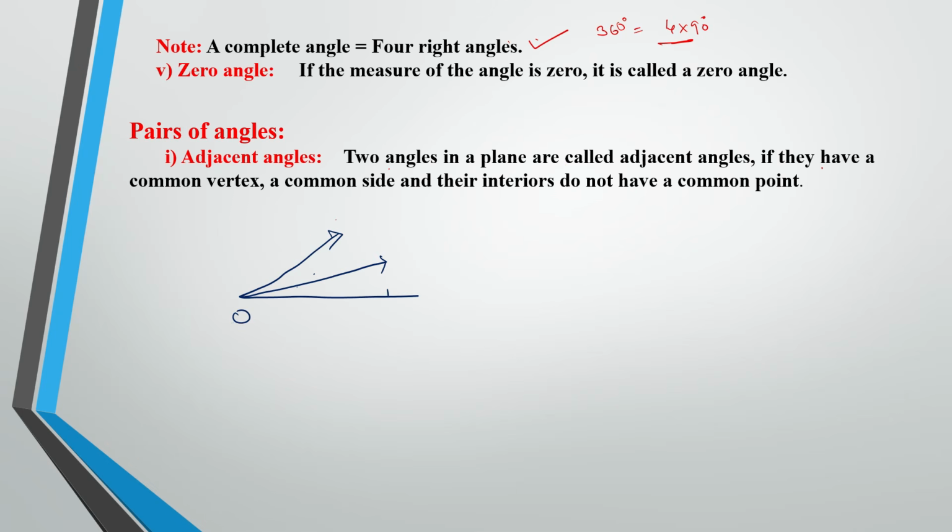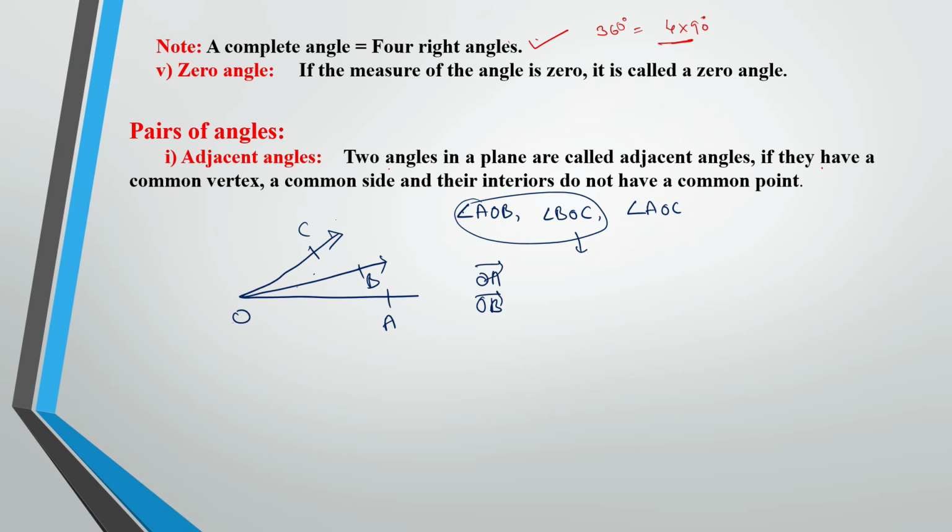If you see this diagram, OA ray, OB ray, and OC ray. Here in this diagram we have three angles. What are those three angles? Observe: angle AOB, angle BOC, and one entire angle AOC. If I compare these two, angle AOB is formed by the OA ray and OB ray.